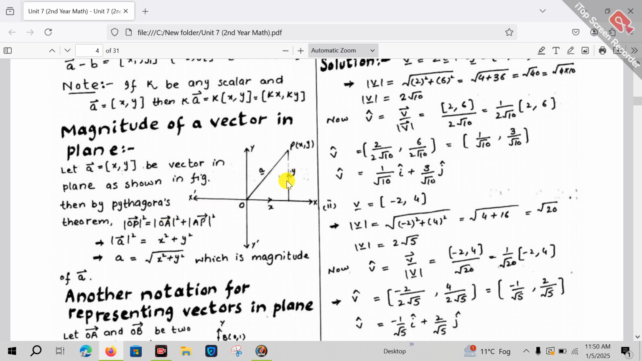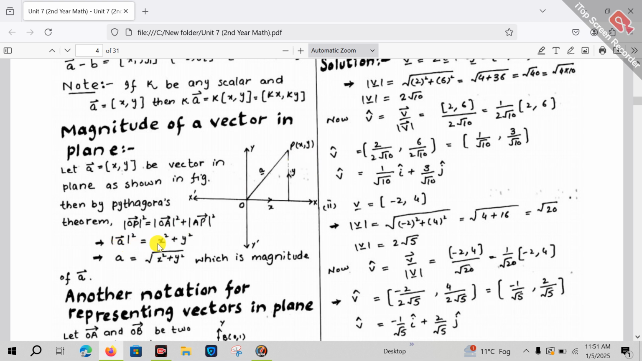Pythagoras theorem is defined on a right angle triangle. It says that the square of the length of the hypotenuse is equal to the sum of the squares of the lengths of the other two sides. So this is the base, this is the perpendicular, and this is our hypotenuse. So according to Pythagoras theorem, hypotenuse is A, base is this one, and perpendicular is this one.